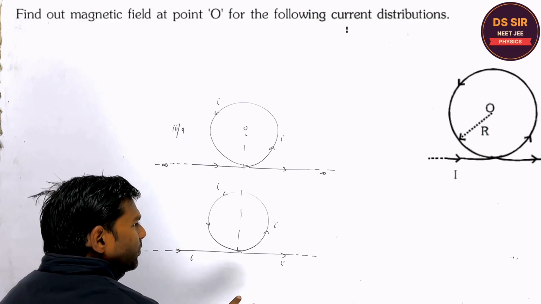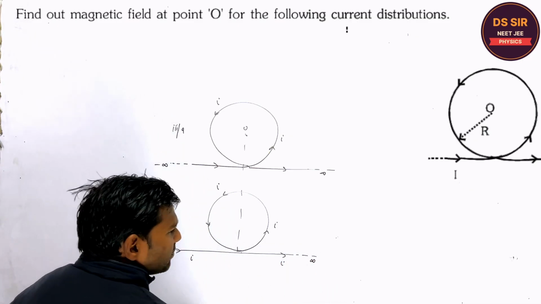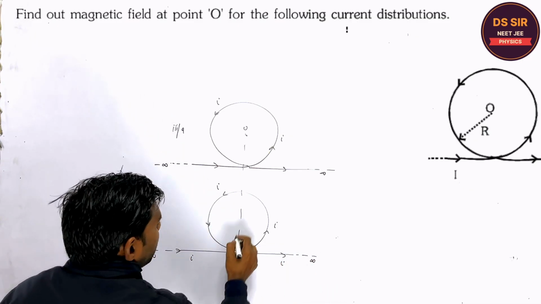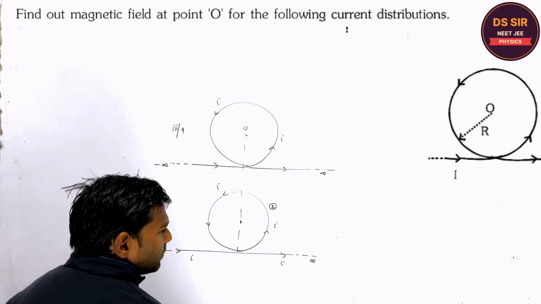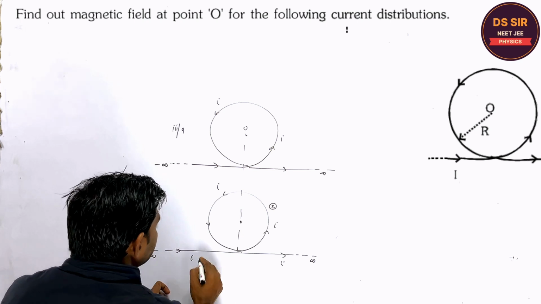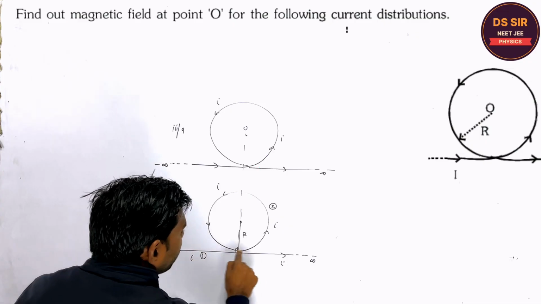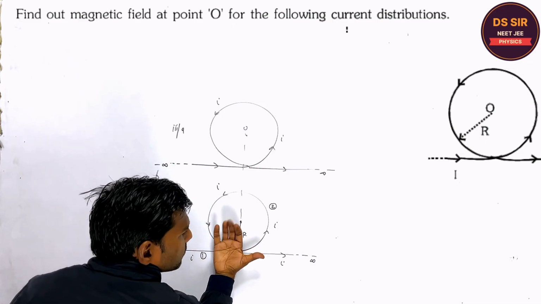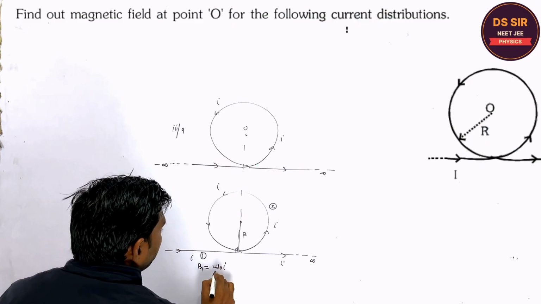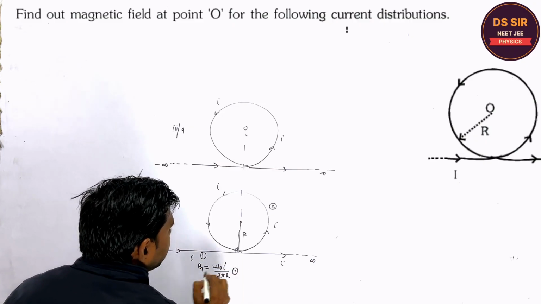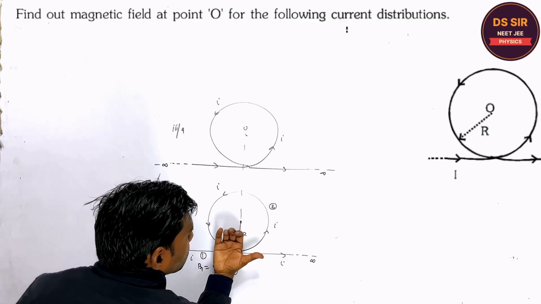So now there are two parts. One is the infinite wire, and the other part is the circular coil. Because of this one part, the distance is r, so the magnetic field is out. So B1 is mu naught I upon 2 pi r, and it is out, because of this wire. You understand?